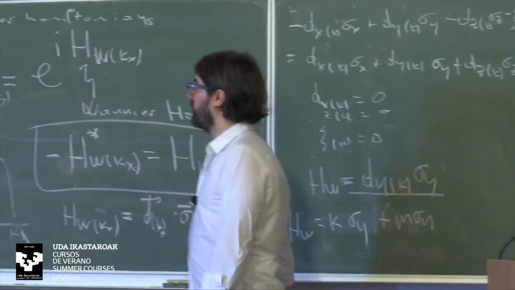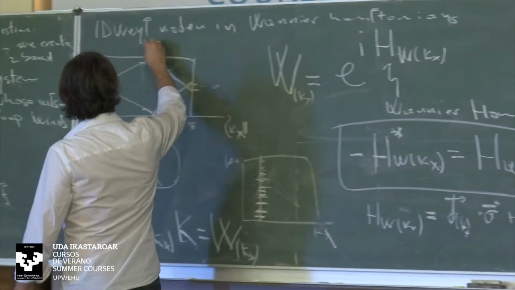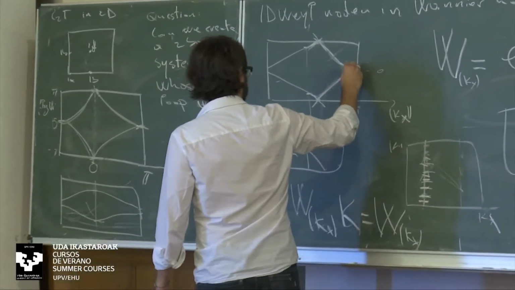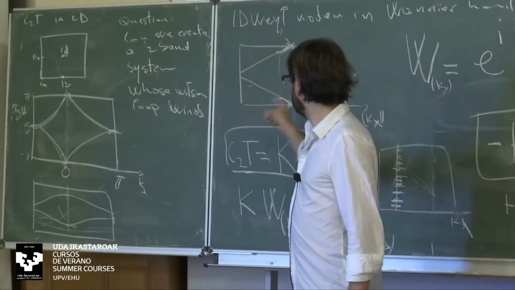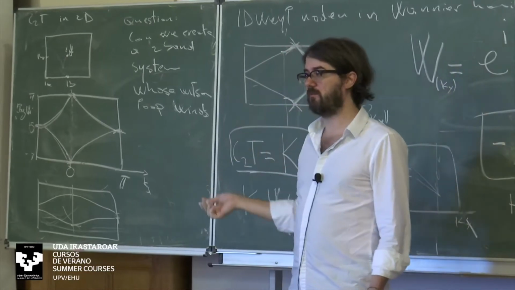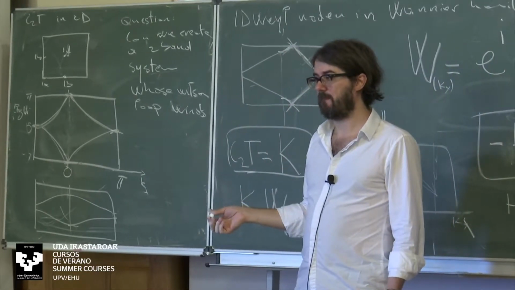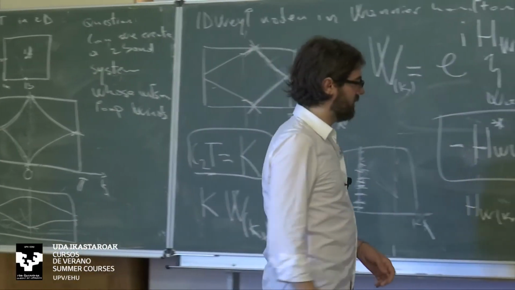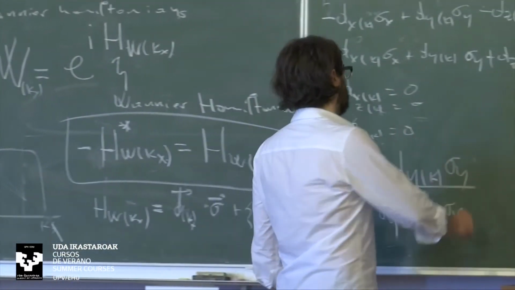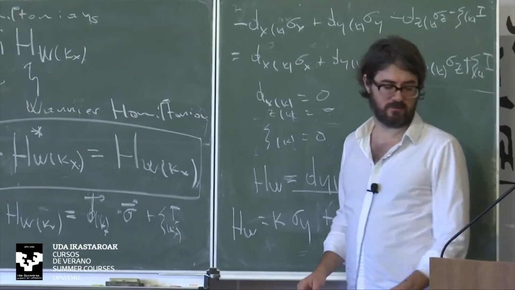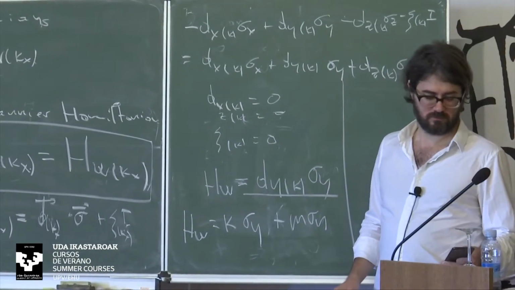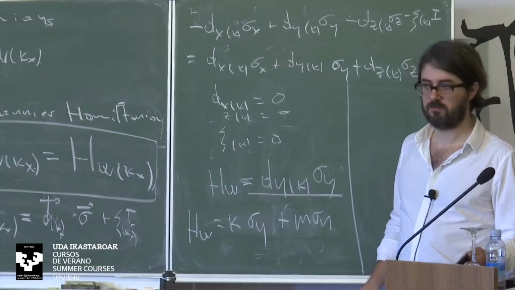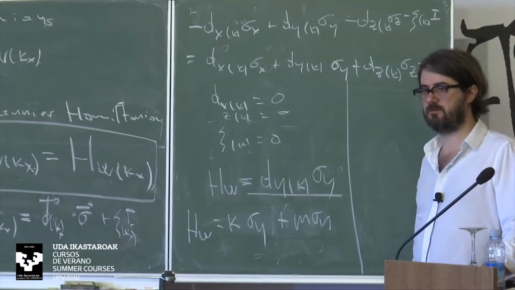More of the story is if you have a crossing at some point, you can move it around but not get rid of it. You need another crossing to get rid of it. Questions about this? Come on. Yes.